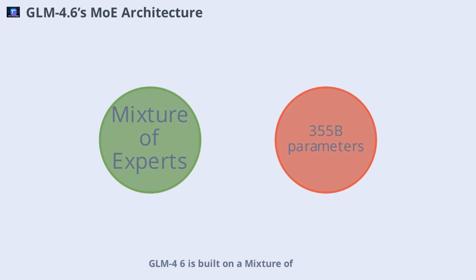GLM 4.6 is built on a mixture of experts, MoE, architecture, with 355 billion parameters. Unlike monolithic models, MoE only activates the relevant experts for each task, making it both efficient and fast. When I'm writing C code, it calls on coding experts. For debugging, it switches to reasoning experts. This dynamic approach allows GLM 4.6 to handle massive contexts, like feeding it entire RTOS documentation without slowing down. The architecture is what enables such high performance at a fraction of the cost, and it's a major reason why embedded engineers are taking notice.